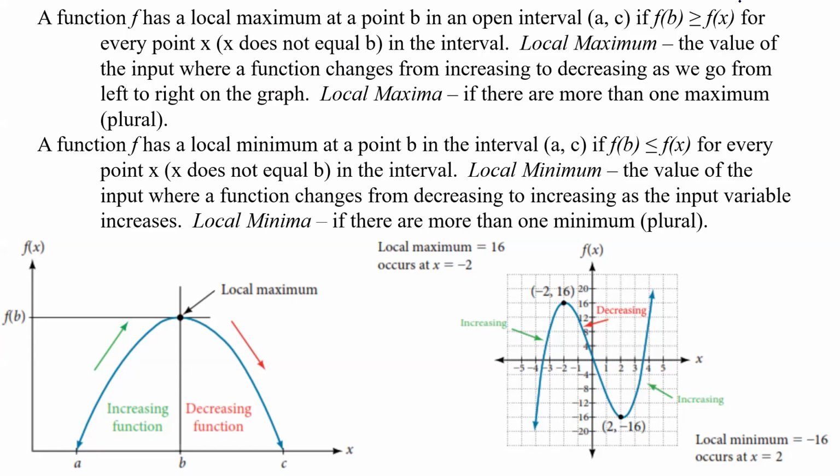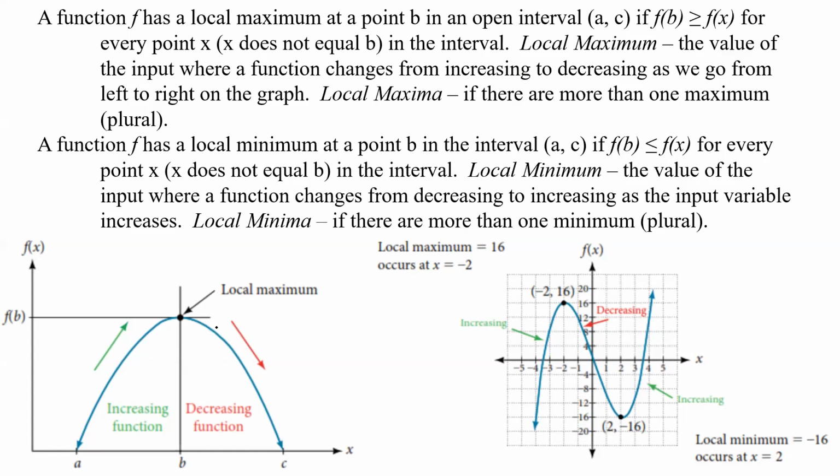And so the local maximum is the value of the input where a function changes from increasing to decreasing as we go from left to right. And as you notice, that's what happens. We're increasing in this part of the function, we hit that local maximum, and all of a sudden after that, we're decreasing. That's what it means. That's the point where it changes from increasing to decreasing.